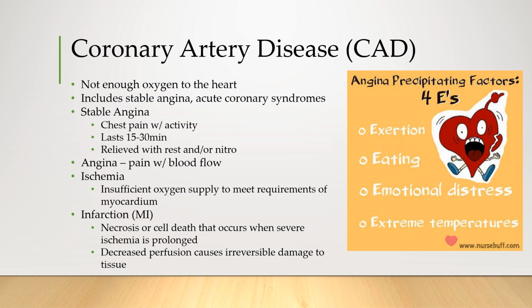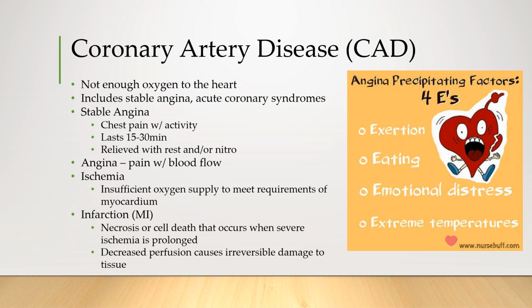Coronary artery disease. In CAD, there's not enough oxygen getting to the heart. There are different types of angina. Stable angina is typically when the patient gets some chest pain or chest tightness for 15 to 30 minutes and it resolves with a single dose of nitroglycerin under the tongue. Then it can get as serious as an acute MI.